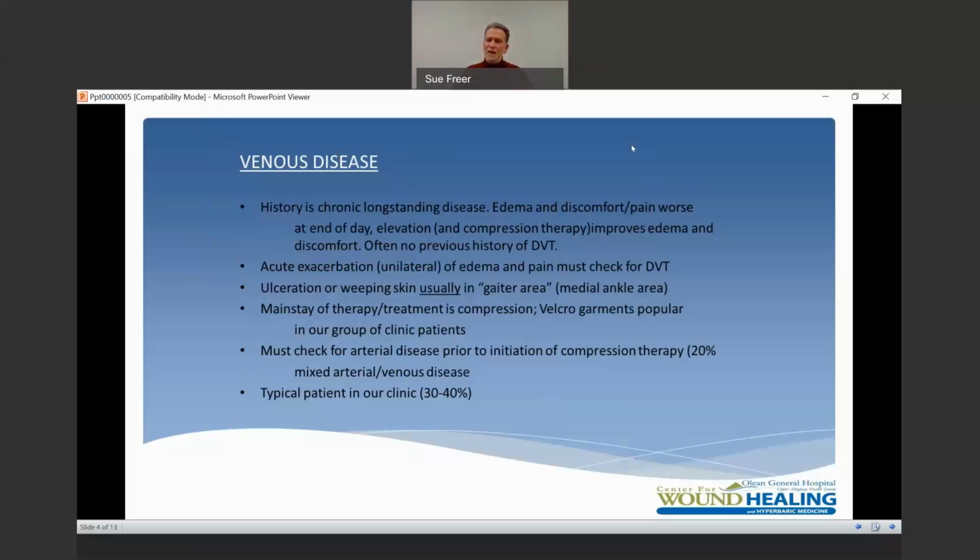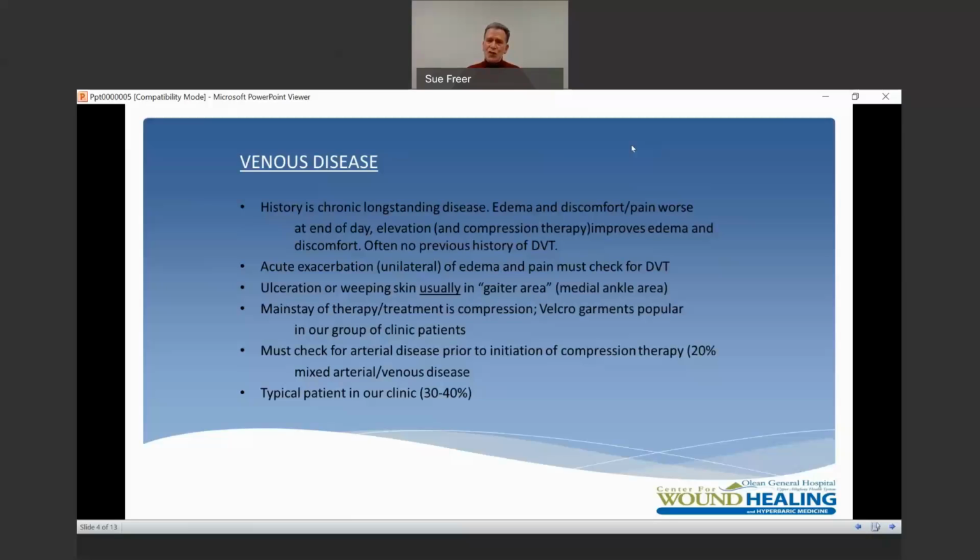In the center, we will initiate compression with Uniboots and a variety of other compression wraps, eventually changing patients over to Velcro garments, which have become very popular. We used to use compression stockings, but a lot of the older patients have arthritis, they can't get them on their legs, and these new Velcro garments make compression long-term for these patients much, much easier.